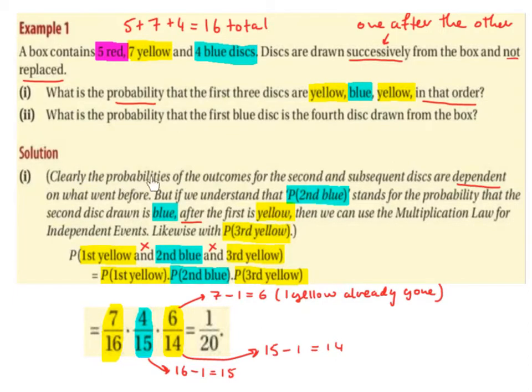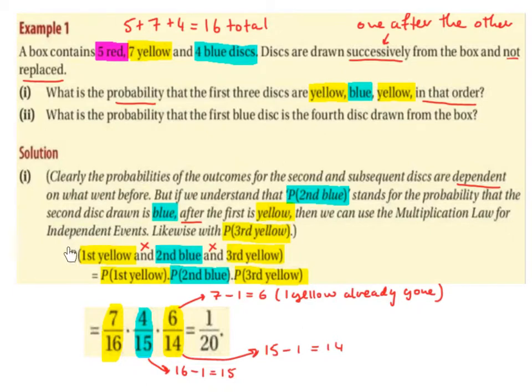So clearly the probabilities of the outcomes for the second and subsequent discs are dependent on what went before. But if we understand that P(second blue) stands for the probability that the second disc drawn is blue after the first is yellow, then we can use the multiplication law, and likewise with the probability of the third being yellow. So we're going to add up our discs. We have 5 red, 7 yellow, 4 blue, so we have 16 in total.